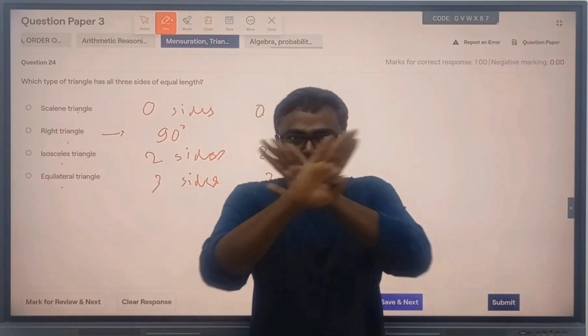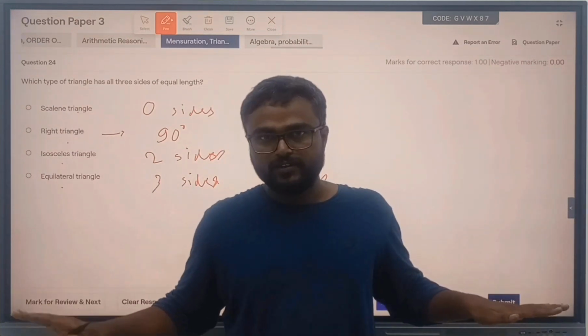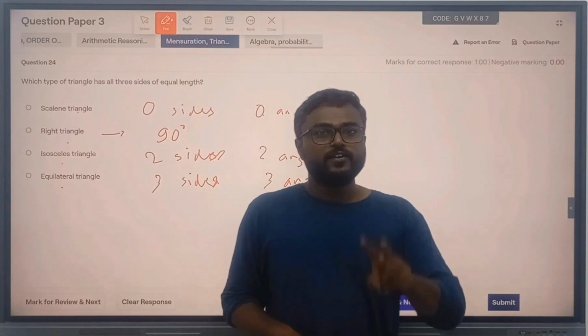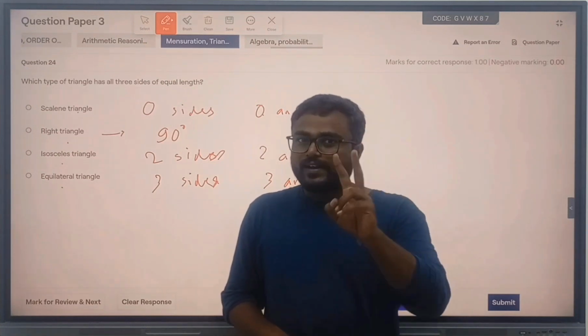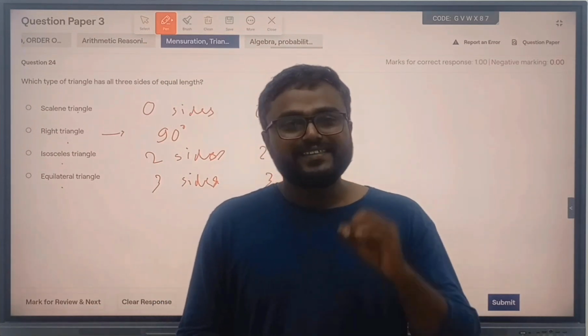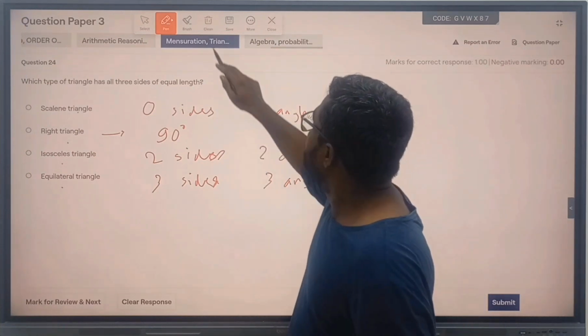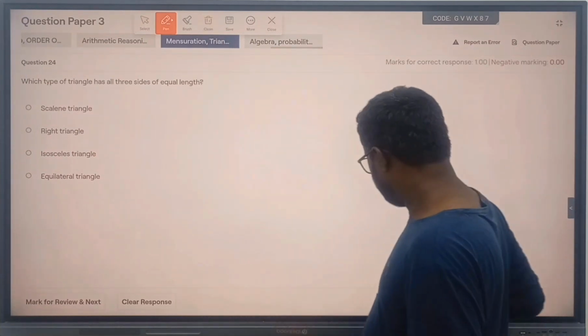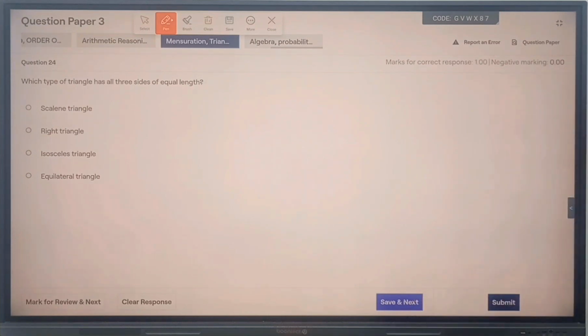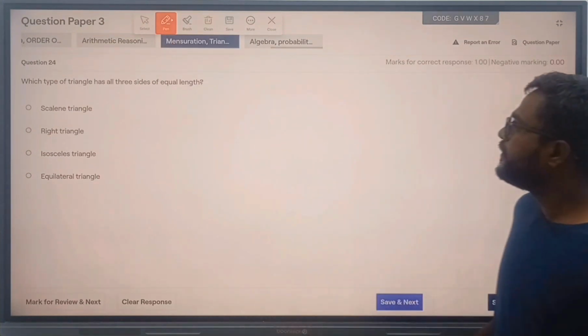Scalene triangle, no sides are equal, no angles are equal. Isosceles triangle, two sides are equal, two angles are equal. Equilateral triangle, three sides are equal, three angles are equal. Okay, let's move on to the last question. So here we go.